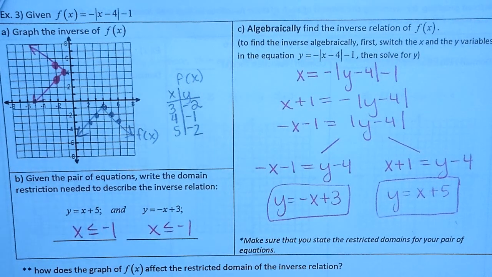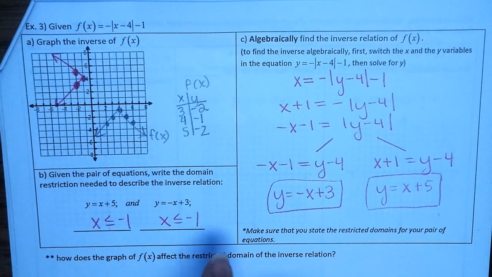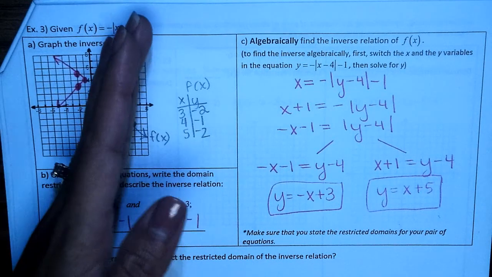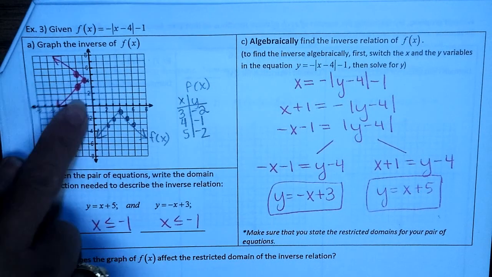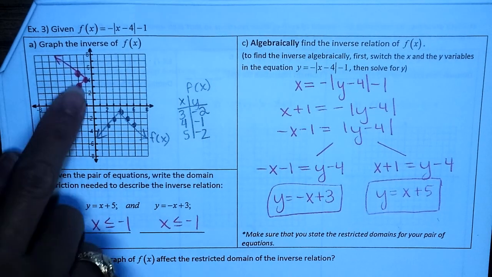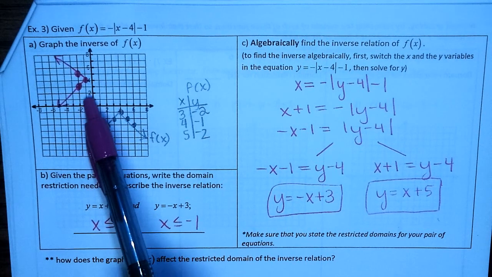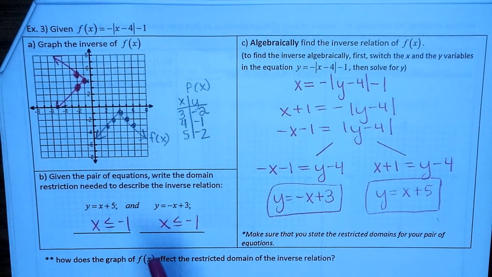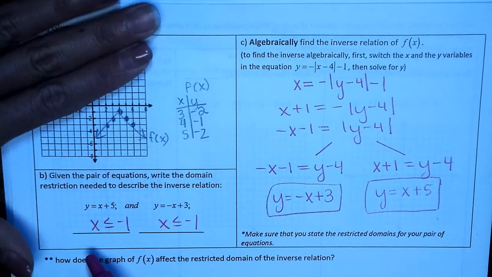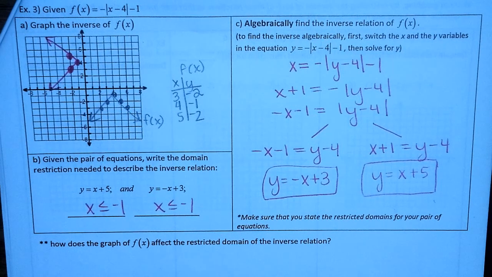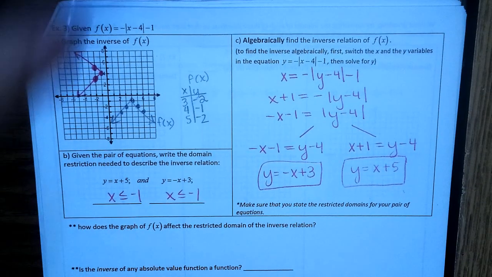Now the hardest part for students to understand is the domain restriction. Obviously, I already know the answer. The domain restriction was x is less than or equal to negative 1, because you can see it on the graph. The domain of this sideways v starts at negative 1, and it goes to the left. But how do you tell the domain restriction without the actual inverse? Here's how you do it. It has to do with this question down here, so let me answer it.